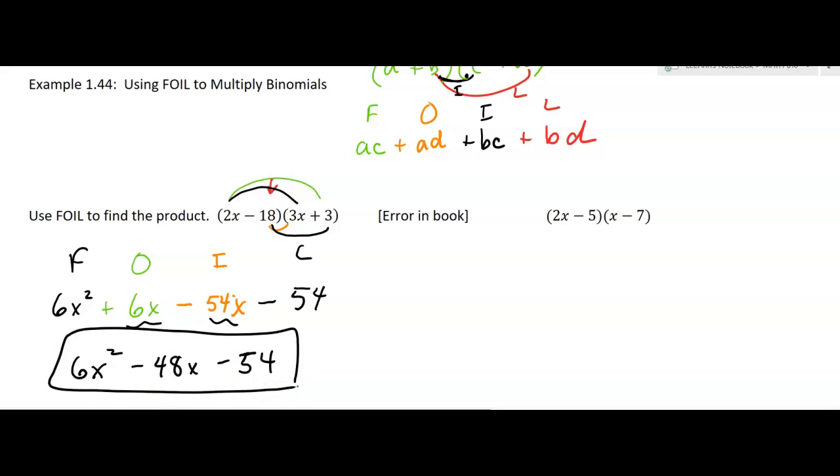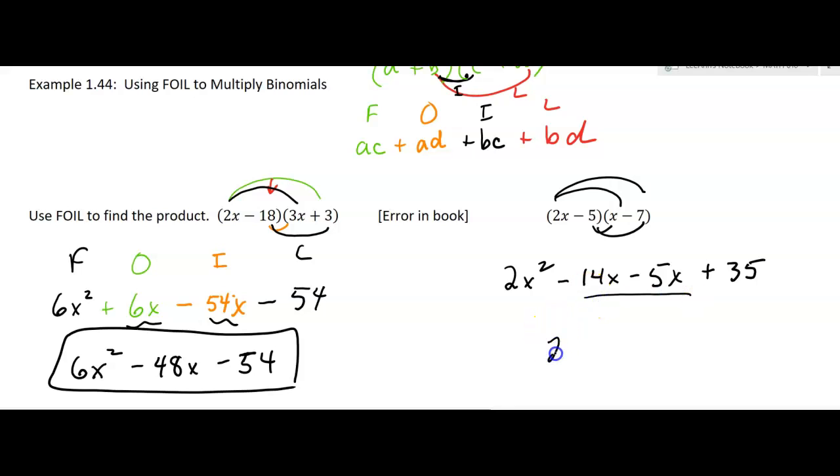Okay, so I wanted to do one more example just so you can see another example. So you go F, 2x times x, that's 2x squared. The outer, that's going to be minus 14x. The inner, this is how I usually write it out, minus 5x. And then the last, now negative times negative would be positive, so that's going to be a positive 35. Okay, make sure I did all my multiplication right. And then it looks like I can combine these two terms. So my final answer would be 2x squared minus 19x plus 35.